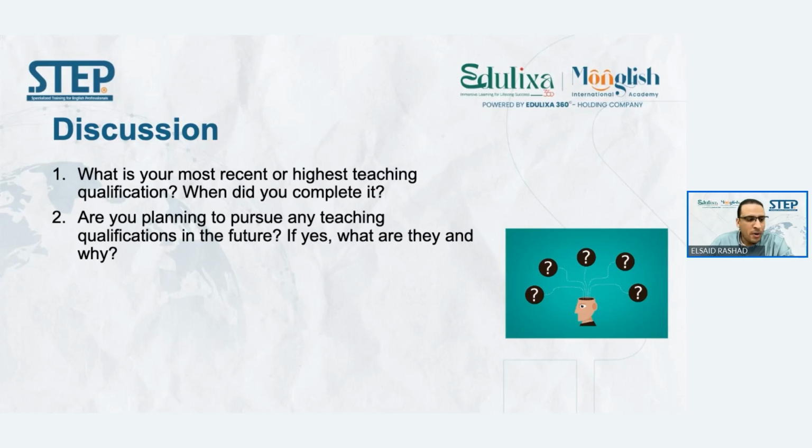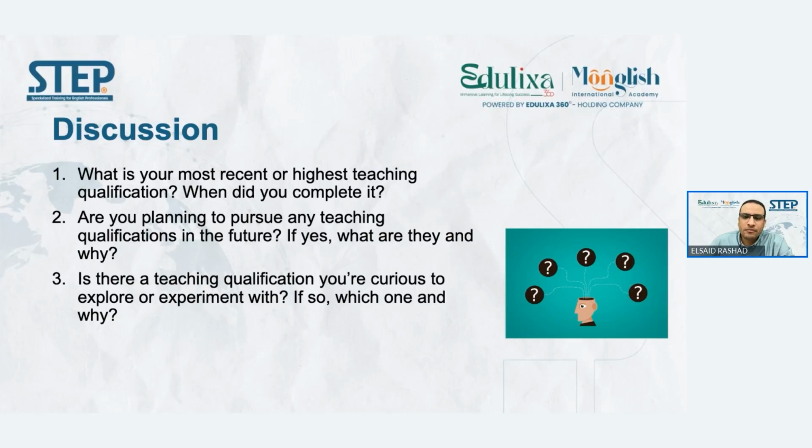My third question is about a teaching context. Sorry, it's written teaching qualification, but I mean a teaching context that you would like to explore. For example, I was teaching in an international school and I was aspiring to teach in a university. Now I'm teaching in a university. I was a TEFL tutor and I was aspiring to become a CELTA tutor. Now I'm a CELTA tutor. How about you?